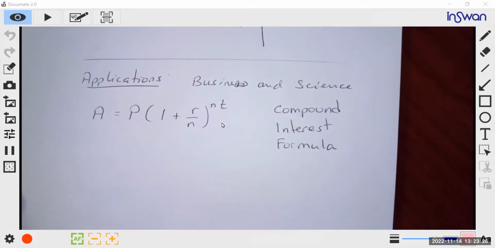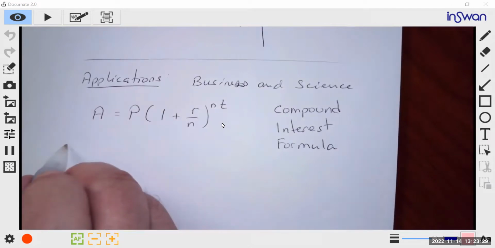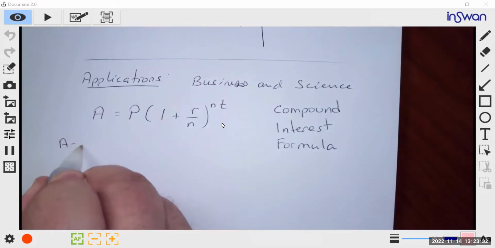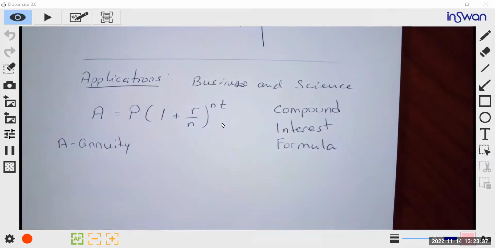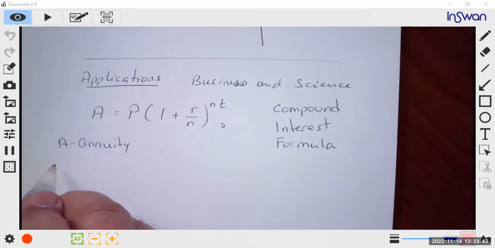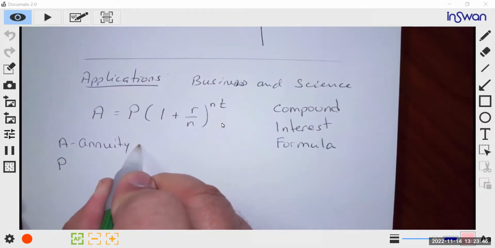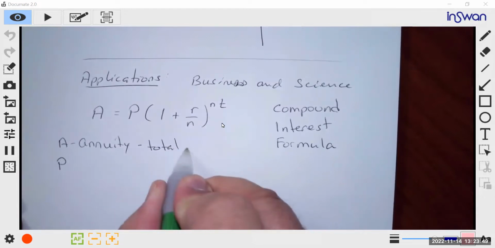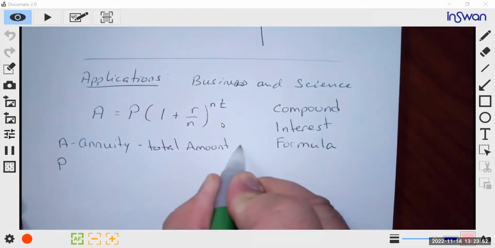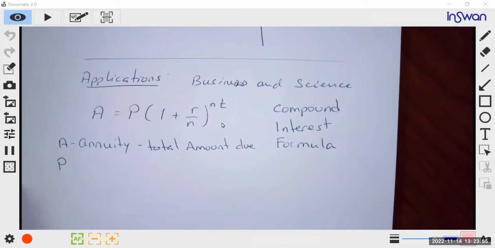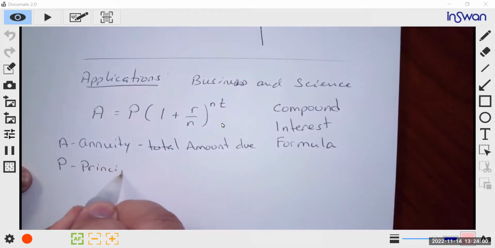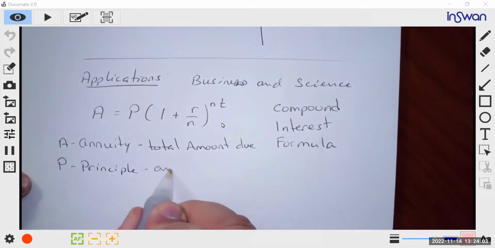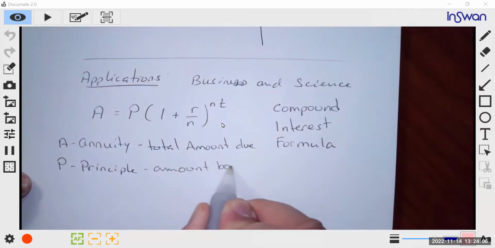Anyway, what they have here is the compound interest formula. The letter A stands for what's called an annuity. Annuity is the total amount of money that you'll pay back at the end of how long you borrowed money. Total amount due or paid. P is called the principal. That's the amount borrowed.